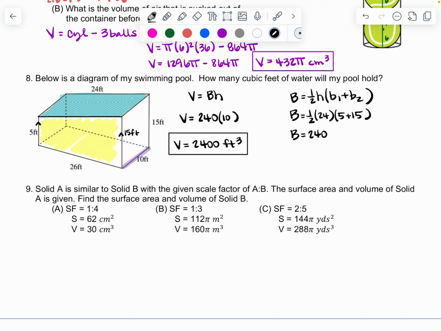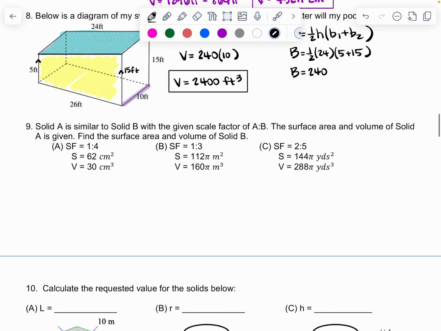And like I said, you'd get the same thing if you wanted to split that up with a rectangular prism sitting on top of a right triangular prism. You're going to get the exact same answer.